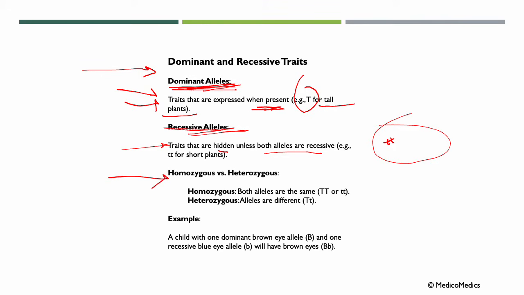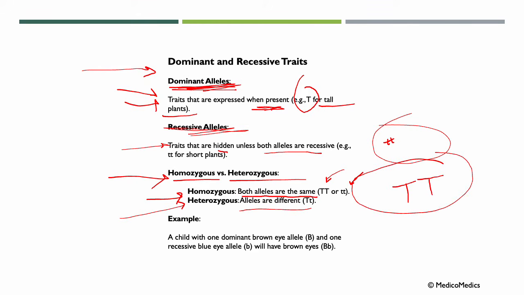Then we have the concept of homozygous versus heterozygous. If it's homozygous, both alleles are the same, so TT or tt. If it's heterozygous, alleles are different. So any variation where we have Tt, for example, is heterozygous. TT is homozygous, and the same with two recessives, but all the other combinations are heterozygous. So a child, for example, with one dominant brown eye allele and one recessive blue eye allele will have brown eyes.